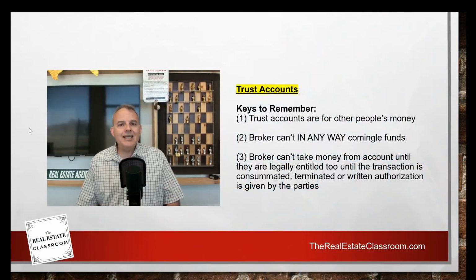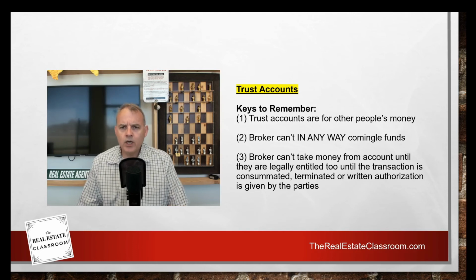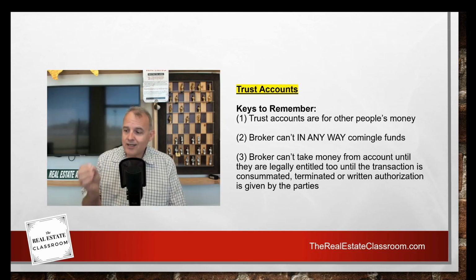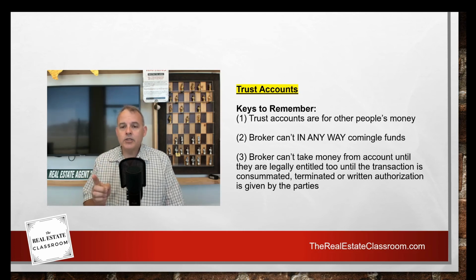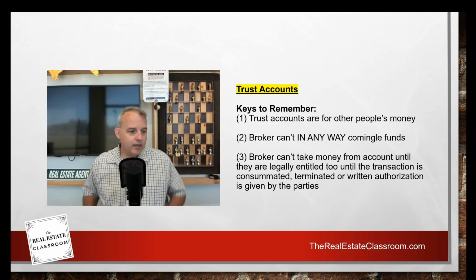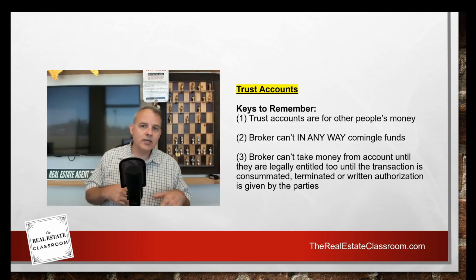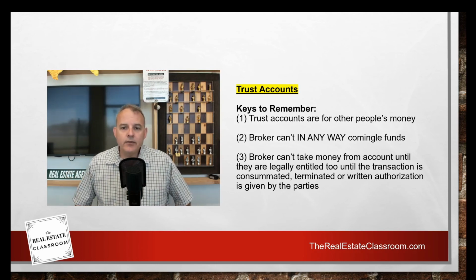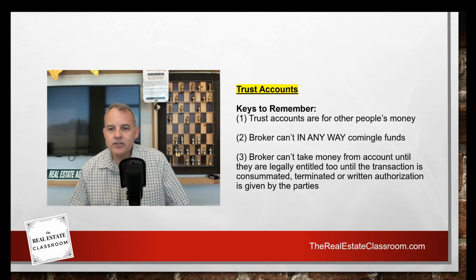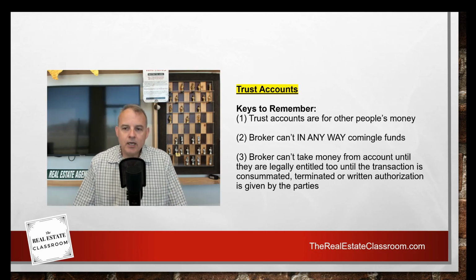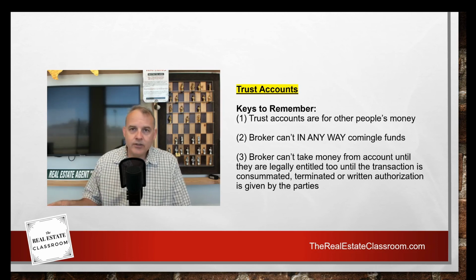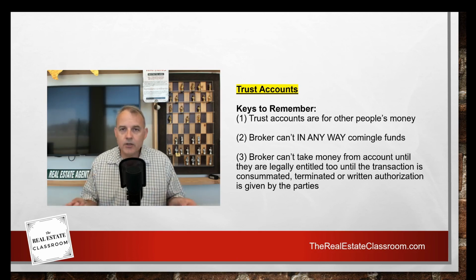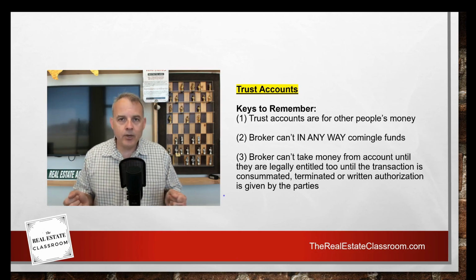Last thing, please, keys to remember, very important. Number 1, trust accounts are for other people's money that comes into the possession of the broker. Number 2, brokers cannot in any way commingle funds, none. They can't put their general operating funds in with the trust account. The trust account is only for other people's money. And number 3, the broker can't take money out of that account until they're legally entitled to that money, which means they can't take it out until the transaction has been consummated, terminated, or there's some other written consent that's been given by the parties.